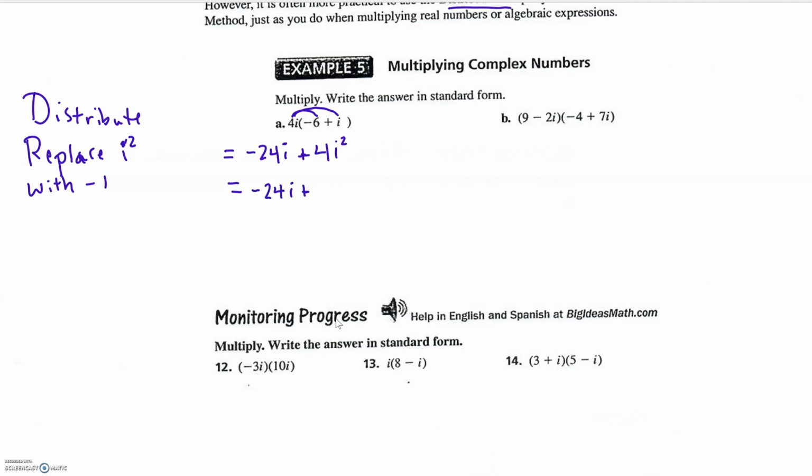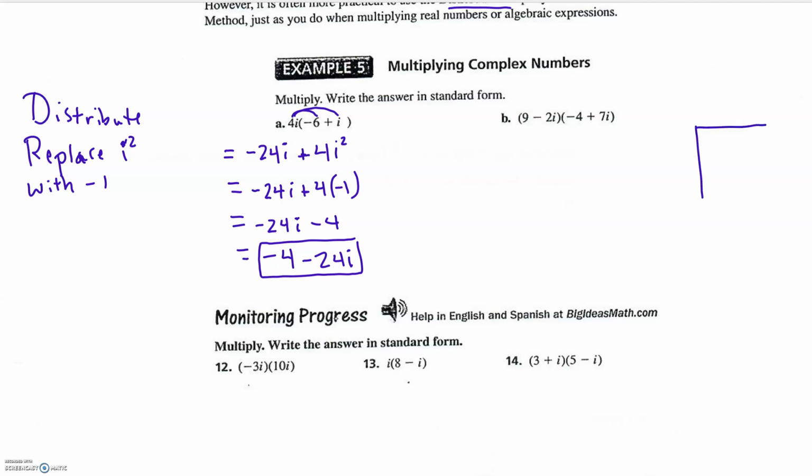We're going to replace the i squared with the -1. So we have 4 times -1, which becomes -4. And then we're going to switch the order so that we have it in standard form. In standard form, the real part comes first, so the real part is -4, the imaginary part is -24, and we have our answer. Alright, part B.